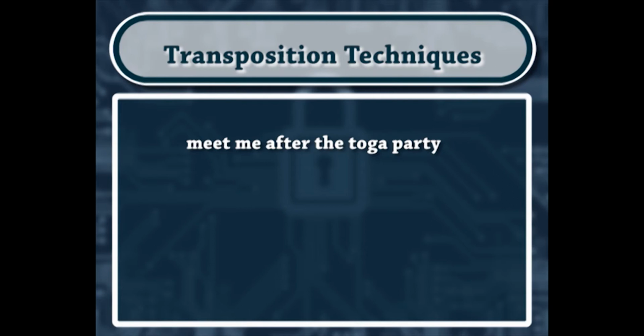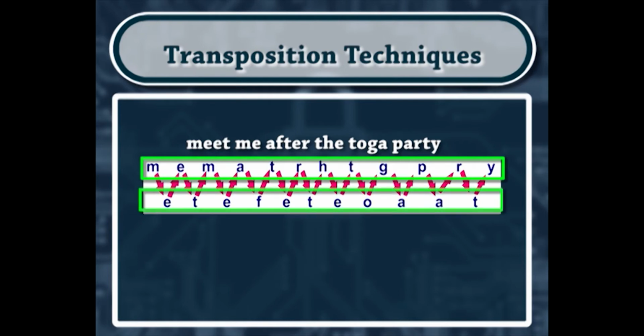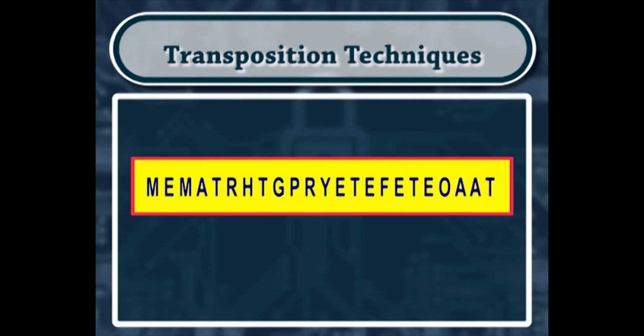We can write it as you can observe in the figure. The encrypted message is MEMATRYETEFETOAA and T. This sort of thing would be trivial to cryptanalyze. A more complex scheme is to write the message in a rectangle row by row and read the message off column by column, but permute the order of the columns. The order of the columns then becomes the key to the algorithm.